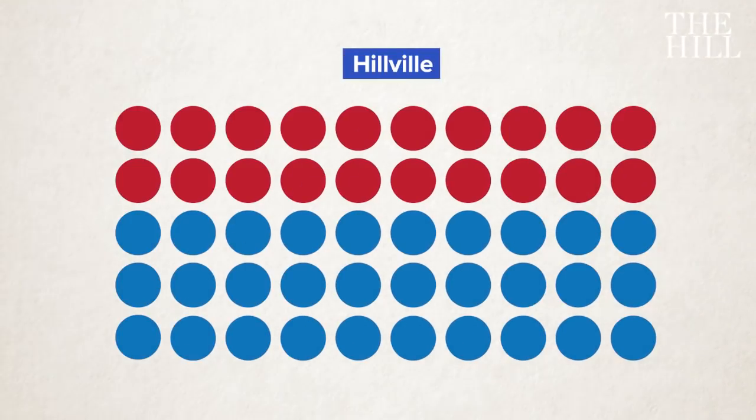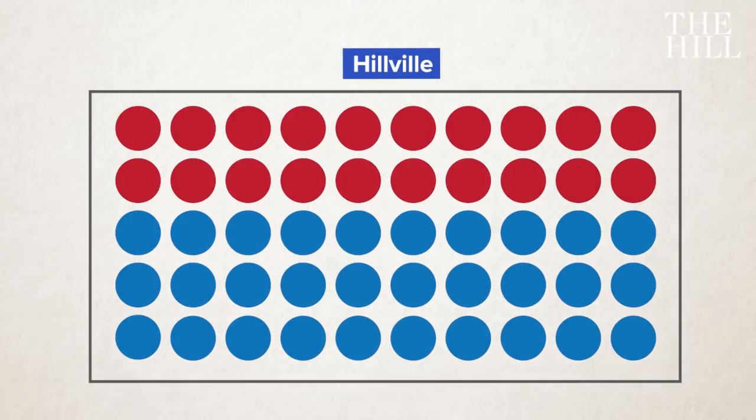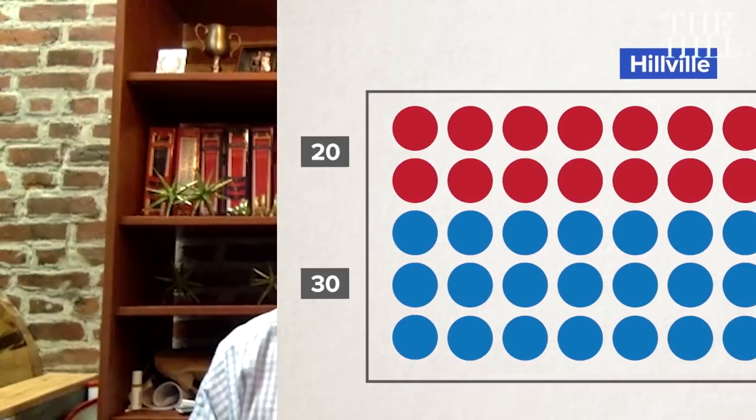Let's visit a made-up city called Hillville. Hillville is nicely laid out in a rectangular pattern. It has 50 residents, 30 of whom are Democrats, represented by the blue dots, and 20 of whom are Republicans, the red dots. We have to draw 5 city council districts so the people of Hillville can elect their leaders.